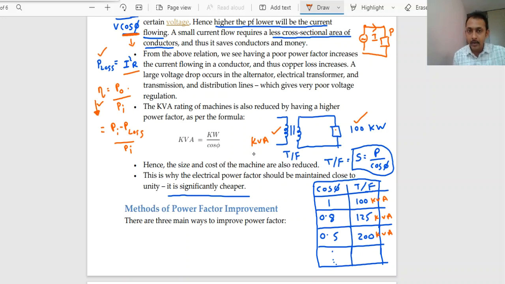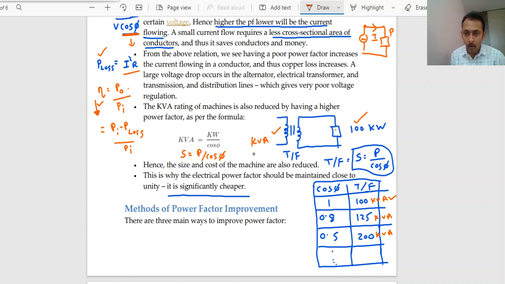How do you understand that? Already we have seen that the kVA rating S can be simply given by P divided by cos phi. Now dear students, if P is 100 kilowatt, if the power factor is 1, then what will be the S? S will be 100 kVA. A 100 kVA transformer is enough to serve a 100 kilowatt load when cos phi is equal to 1.